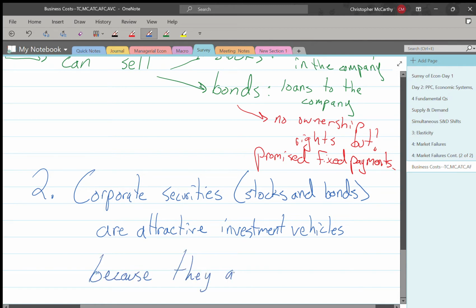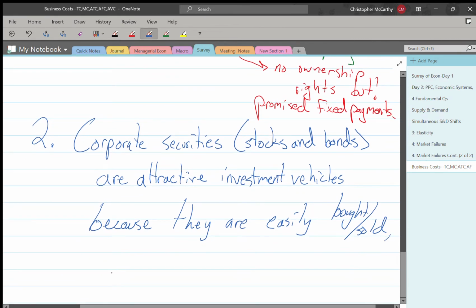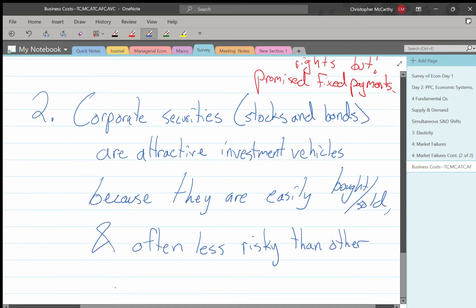And partly because they are easily bought and sold, and they're often less risky than other types of assets.